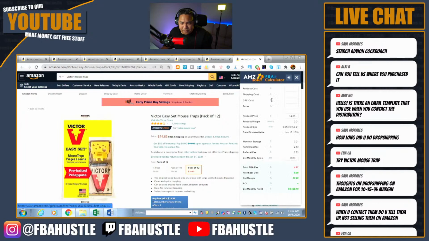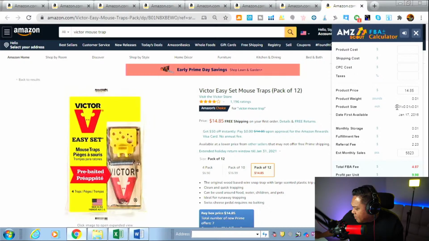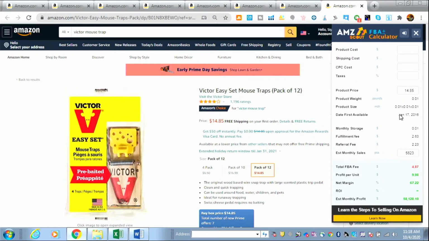I'm gonna hide my... Actually, can you guys see this? Let me get this bigger for you and hide my camera. Oh, wrong camera. Okay, so if you can see here on the bottom right-hand corner, this is what I'm looking at. So I'm just plugging in numbers and I'm looking at the ROI, making sure that at the minimum we can get 30%.